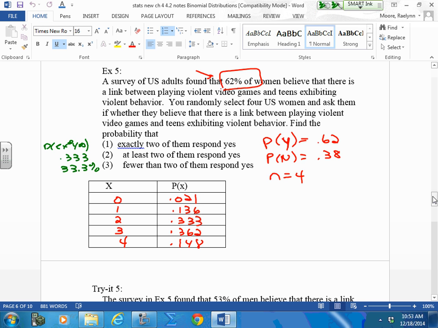What is the probability that at least 2 of them, which ones am I looking for when I say at least 2? 2, 3, and 4. 2 or more. Think money in your pocket. You have at least $2. You could have 2 or 3 or 4. You're going to add these up. And that one's a little bit stronger. 0.843.